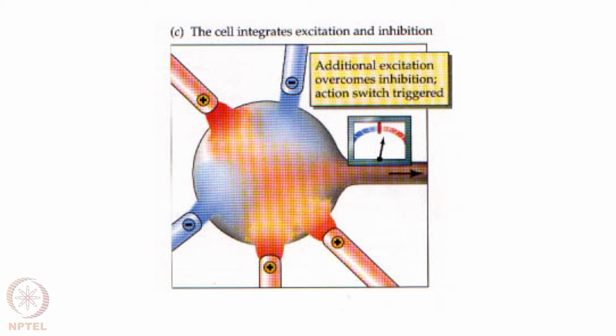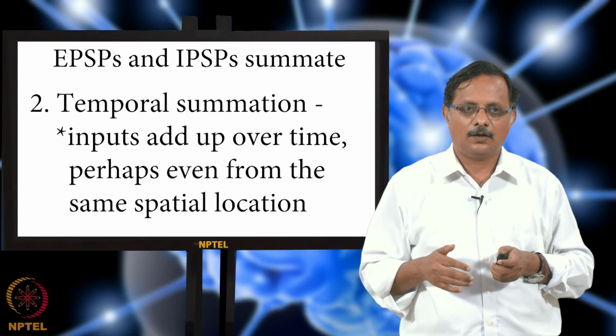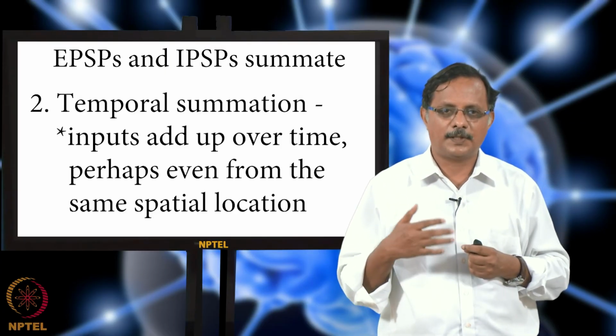So, on the whole you have 3 against 2, and so the membrane potential of the soma may sufficiently increase to become excited, and then it produces action potentials, and these propagate down the axon. Okay, so that is the kind of thing that is called spatial summation.